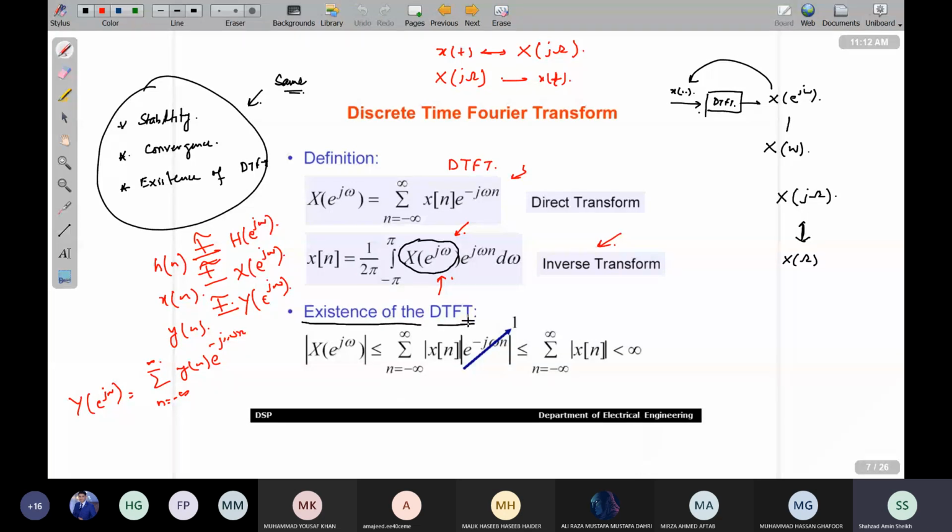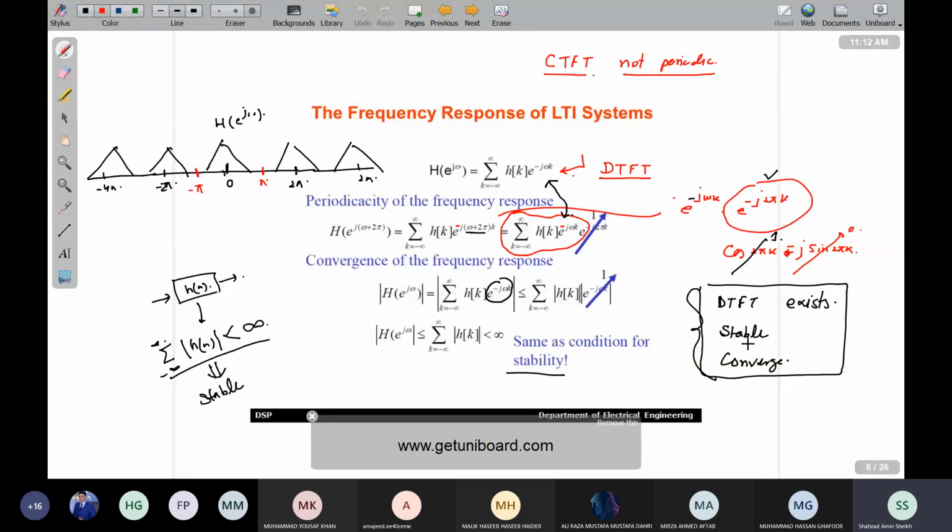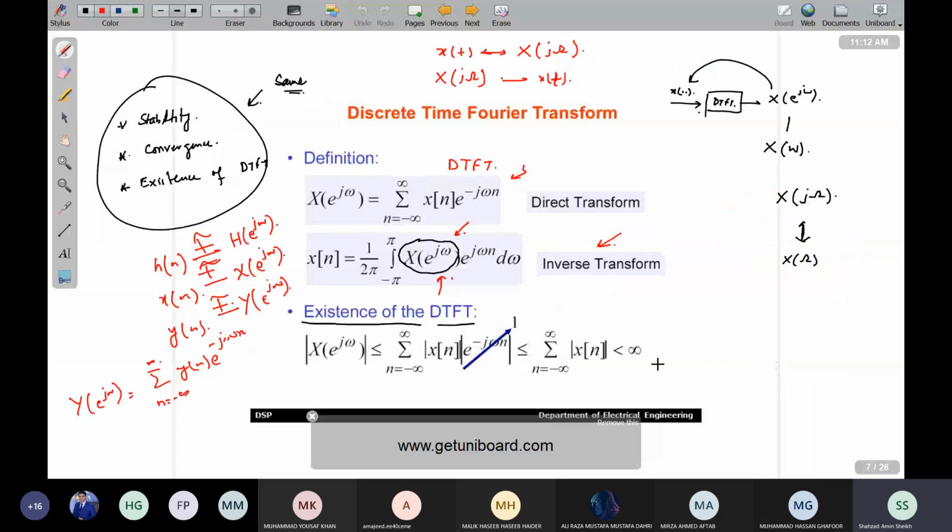Okay, existence of DTFT. It's the same thing which we have already talked about. The DTFT existence, stability, convergence, it's the same thing. So if you are given a signal and want to know whether its Fourier transform exists or not, there will be the same condition. You will take the samples of your x of n, and if the absolute values of those samples summed are less than infinity, it means your DTFT exists. It is the same thing as saying that your DTFT converges. Convergence means that the DTFT exists.